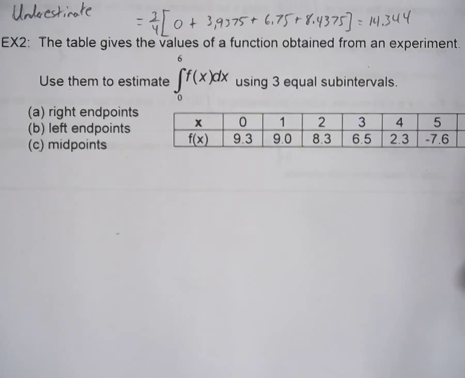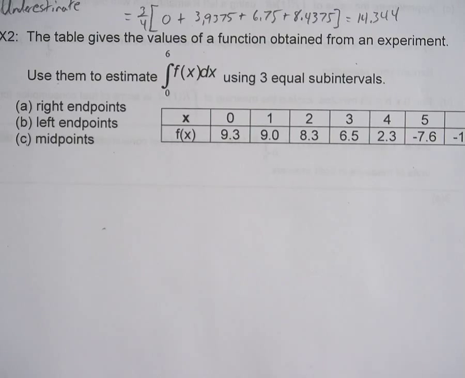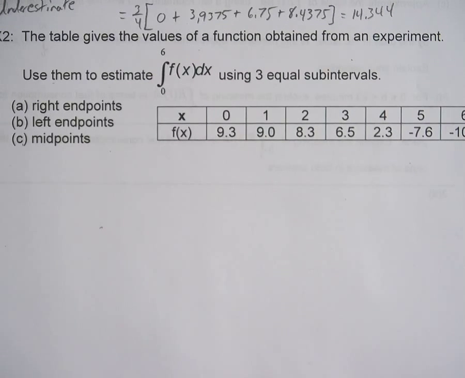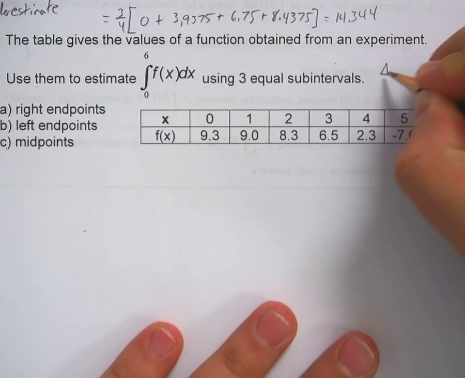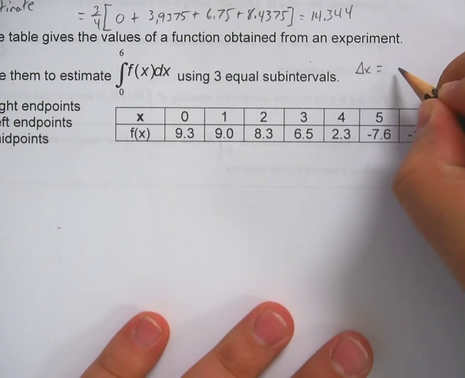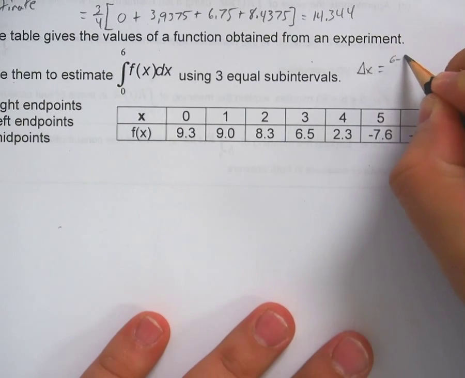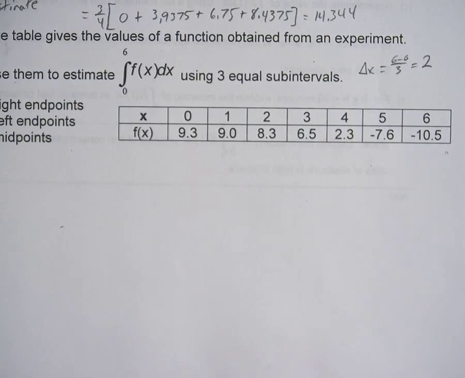Down here on the bottom, it says the tables give the values of a function obtained from an experiment. Use them to estimate the integral from 0 to 6 of f of x using 3 subintervals. As soon as I see that 3 subinterval thing, I'm going to say delta x, how wide your pieces are, should be 6 minus 0, 3 subintervals, so divided by 3.